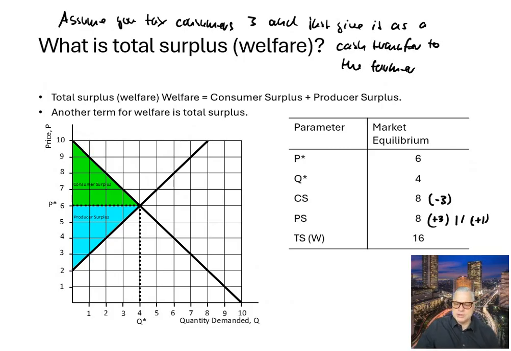But if we redistribute, if we tax the consumers and just give it as a cash transfer to the farmers, they now have 11, which is still 1 better than under the price floor, and the consumers can still keep 5, which is still plus 3 better than under the price floor, because under the price floor they get only 2.